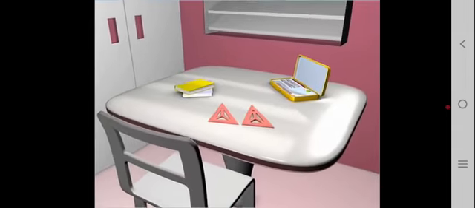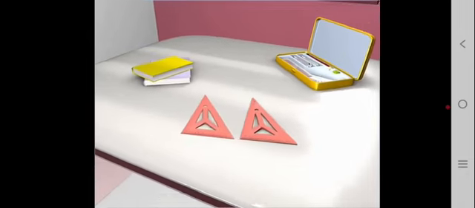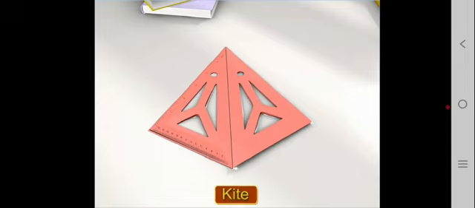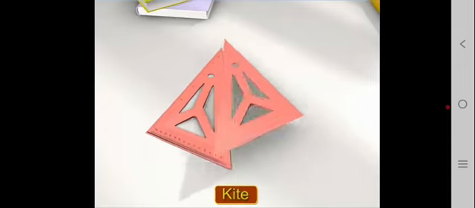Consider two identical set squares having angles of measure 60 degrees, 30 degrees and 90 degrees. Place them side by side in such a way that they form a kite. You can fold this kite such that both the halves of kite fit exactly on one another.